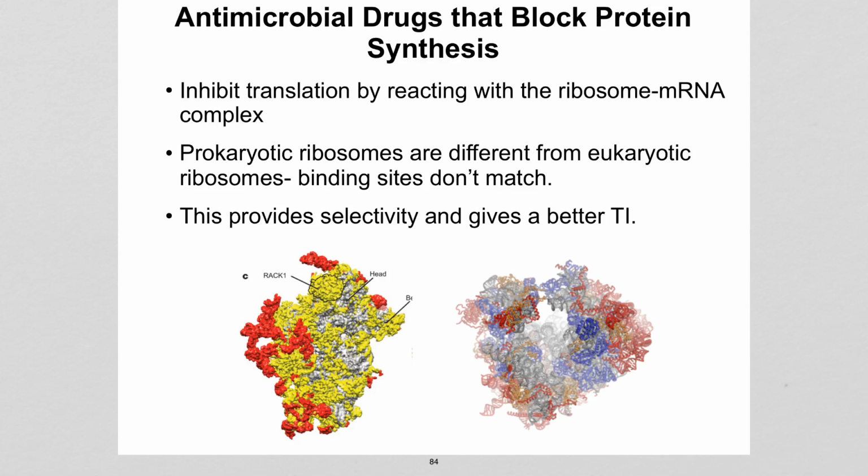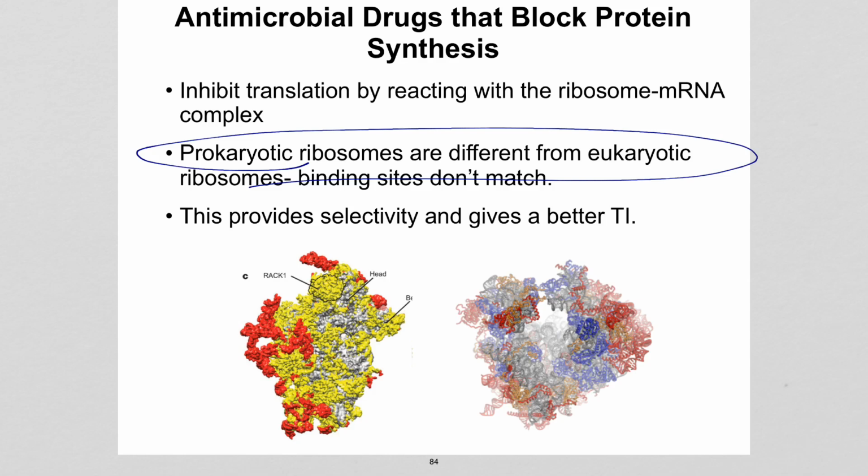Okay? The reason they make a good target is that prokaryotic or bacterial ribosomes are fairly different from eukaryotic ribosomes, and so the binding sites for the inhibitors don't line up. That means you get a pretty good therapeutic index. Toxic to the bacteria, very effective, but not so toxic to the person, and so you have more flexibility.